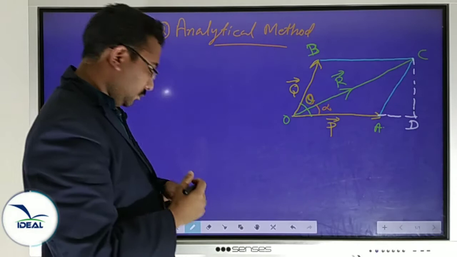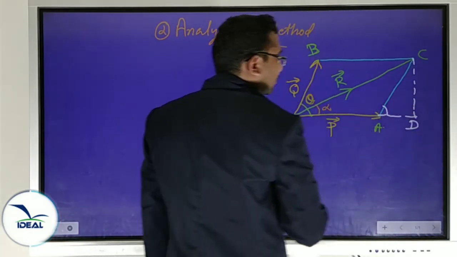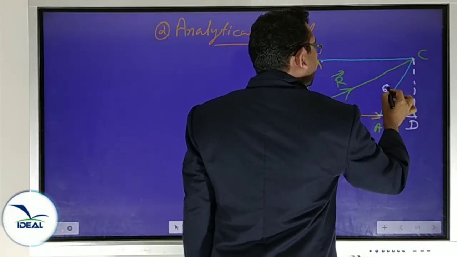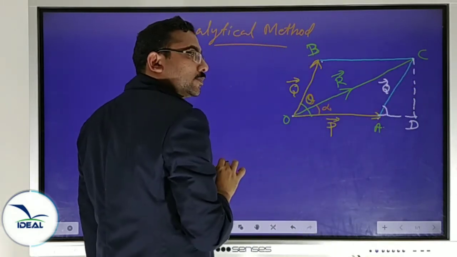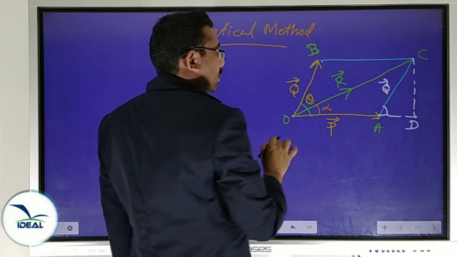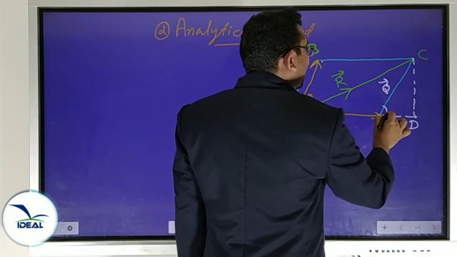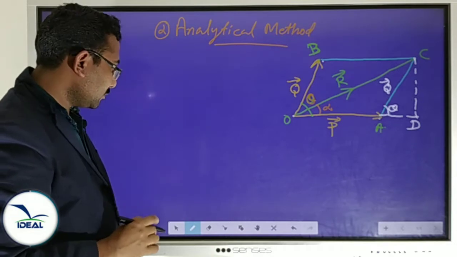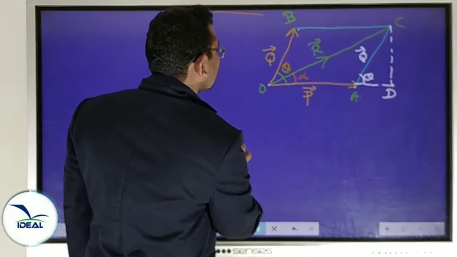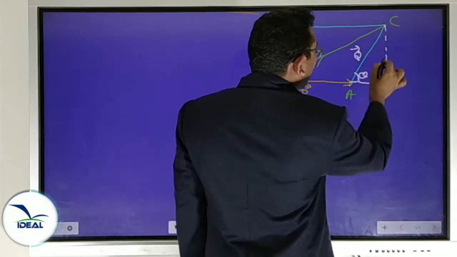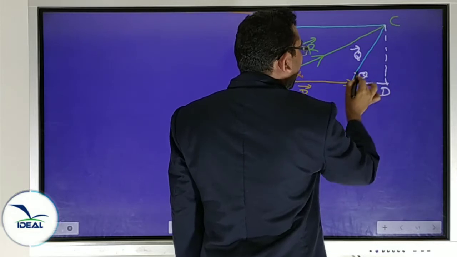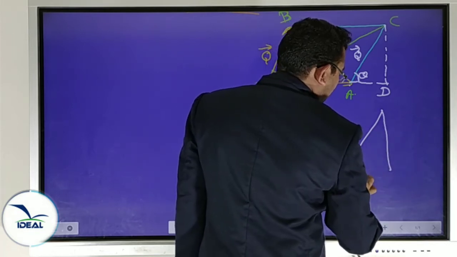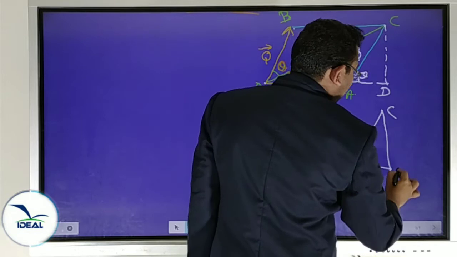Now, what is this angle? This is Q, this is parallel side, therefore it is also Q. AC equal to vector Q. Isn't it? Yes. Then this angle theta, what is this angle? It is also theta, parallel sides. Also, I redraw this small triangle ACD.